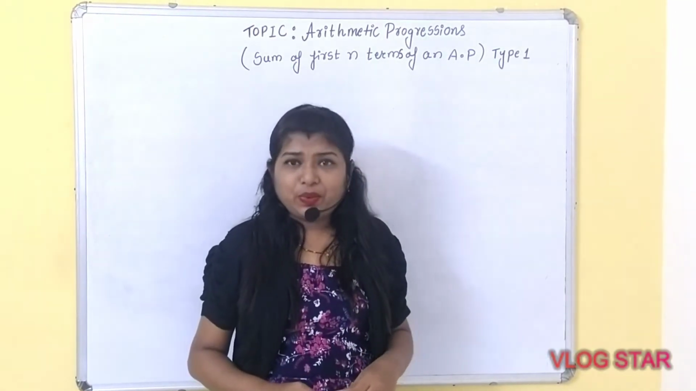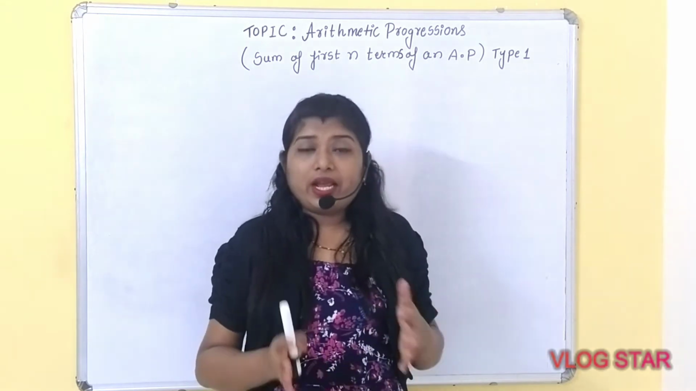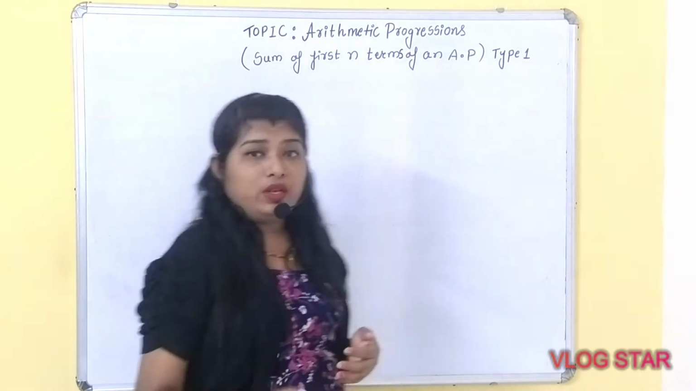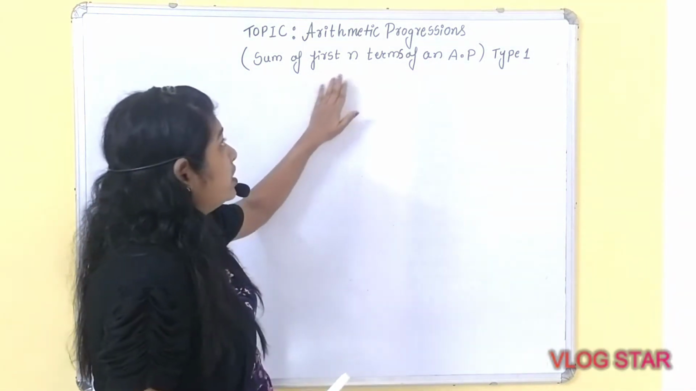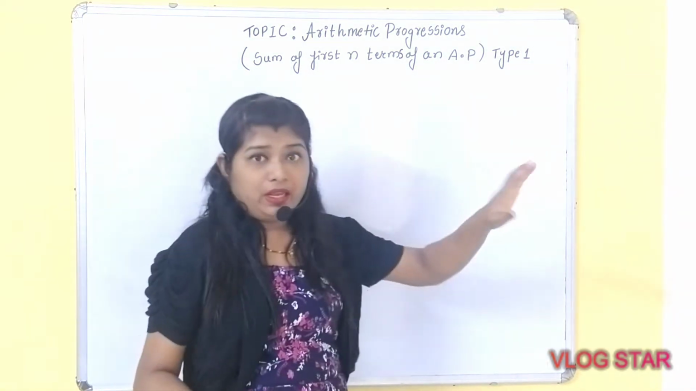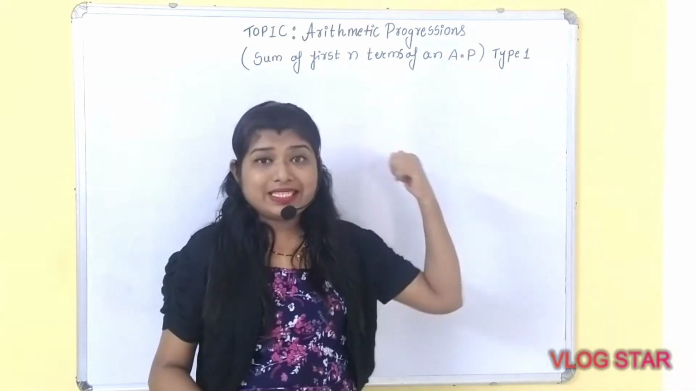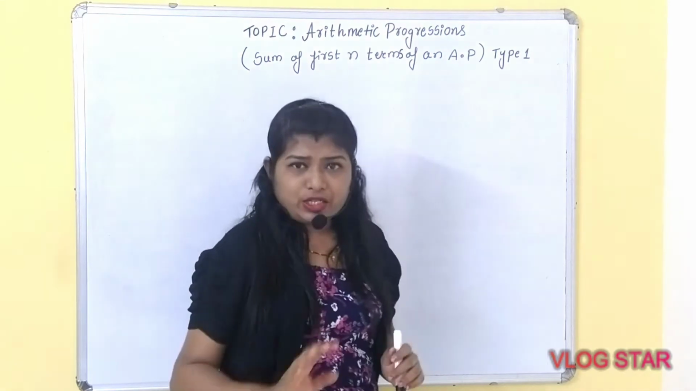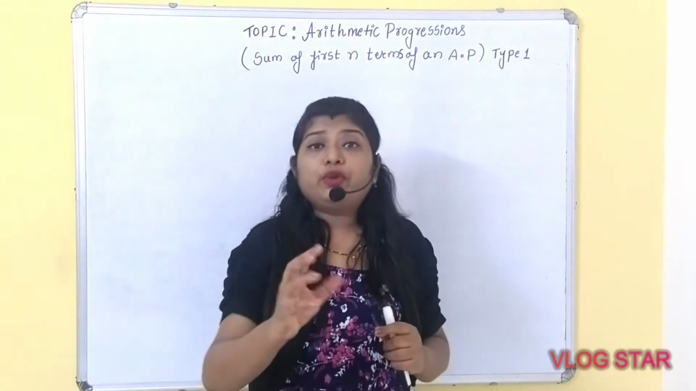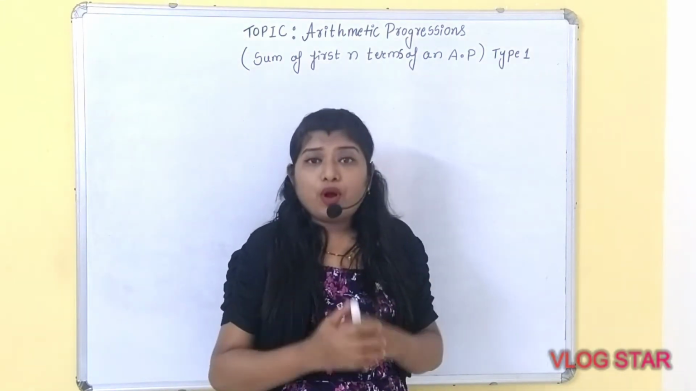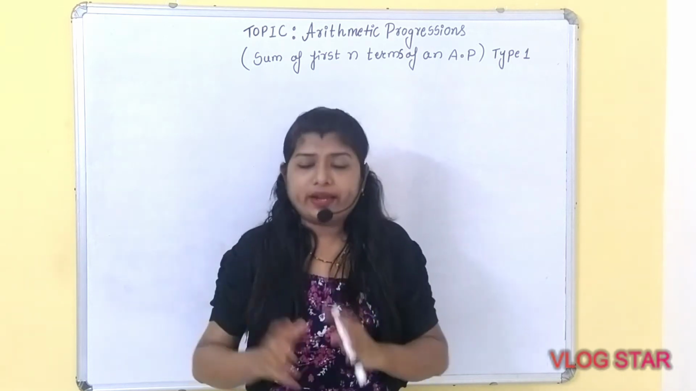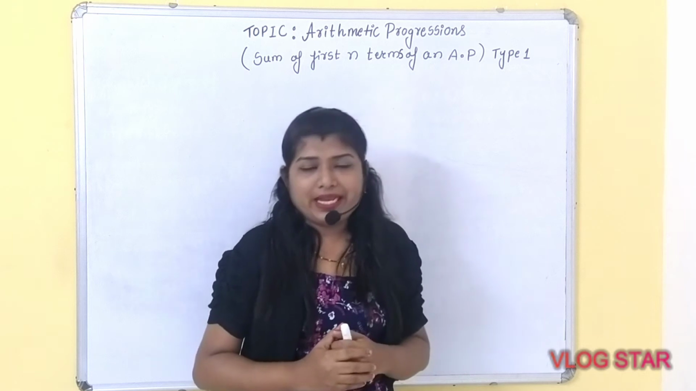In the last video we studied how to find the nth term of an AP. In today's video we are going to learn the sum of the first n terms of an AP. You just need to remember this is related to the sum, okay? So if I ask you to find the sum of positive integers from 1 to 200, let's consider a simple example.